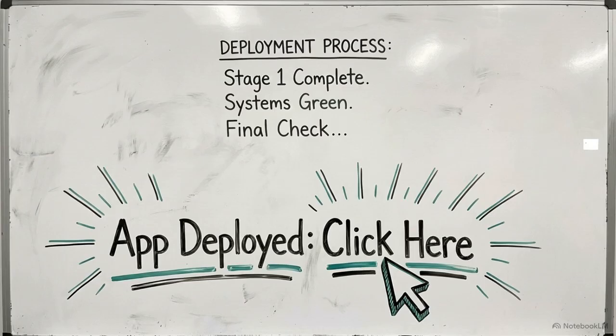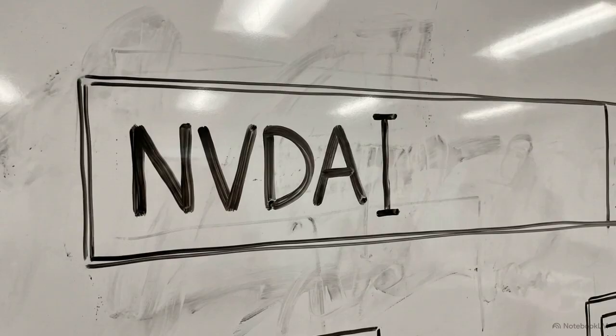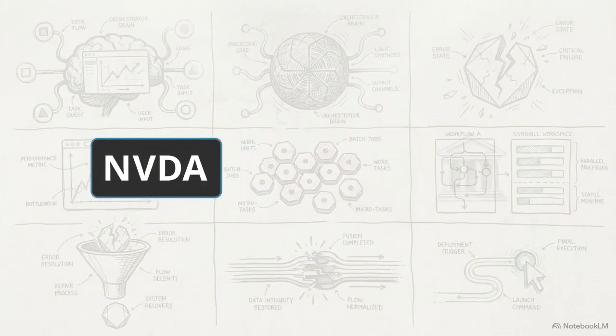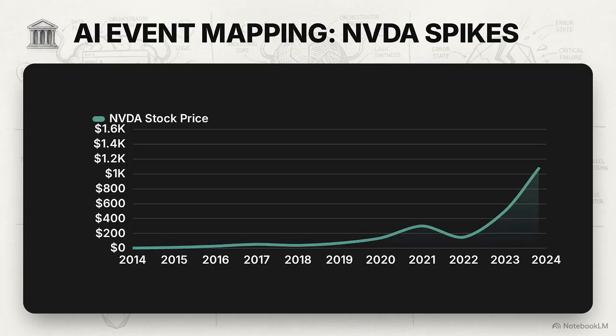Once the log completes, the AI provides a final hyperlink in the workspace. Click the link. You are now inside your newly deployed web application. To test the functionality, enter a ticker like NVDA. A ticker is a unique series of letters used to identify a stock on an exchange. The app will immediately render a 10-year chart.